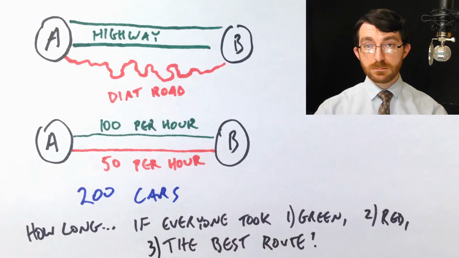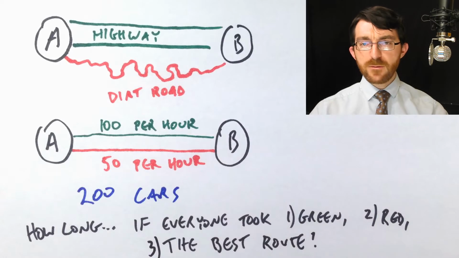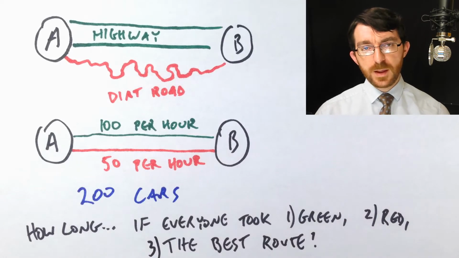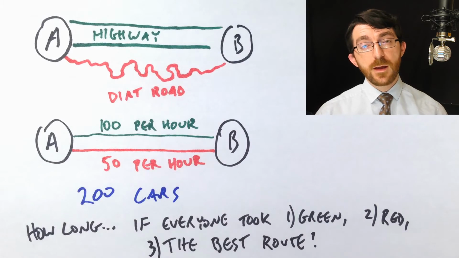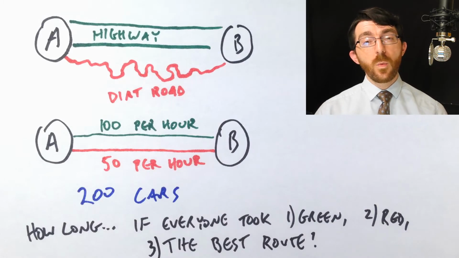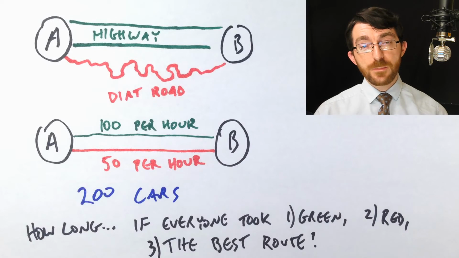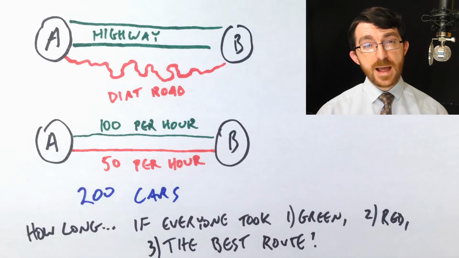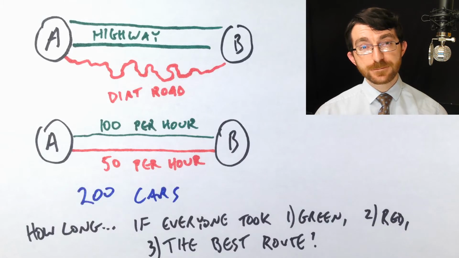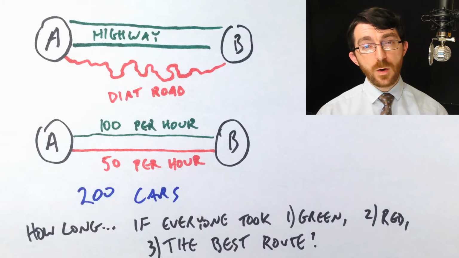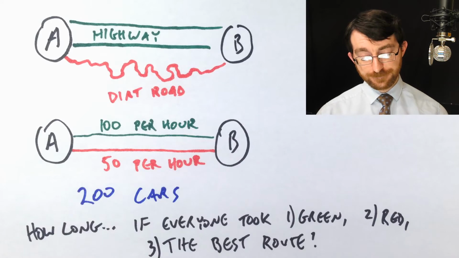Okay, so once again, just have everyone go on the green road, see how long that would take. Just have everyone go on the red road, see how long that would take. And then I want you to try to work out what's the best way to split up the traffic and how long will everyone get over in that arrangement. Go ahead and do that, and when you're done, resume the video.